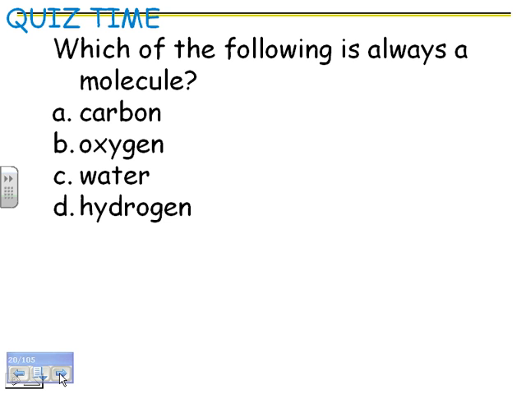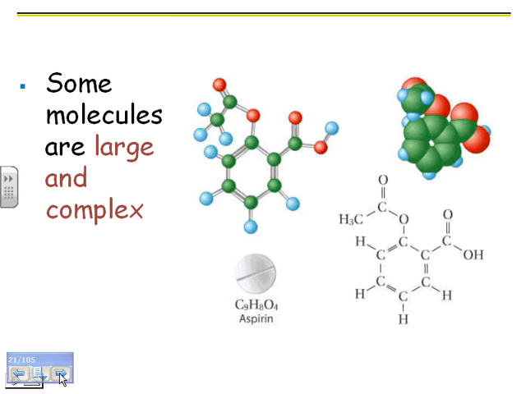Which one of the following is always a molecule? Water. Beautiful. Some molecules are large and complex, like aspirin. So these are 4 different ways to write the same thing. Aspirin you can write as C9H8O4, or you can draw the carbons in the way they are.